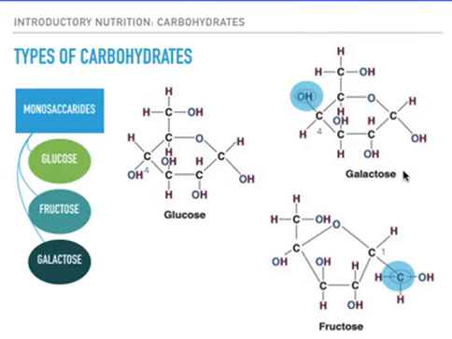Galactose here differs from glucose because this OH on carbon 4 is flipped. So see how it's on the top here in galactose, and then in glucose, the OH is on the bottom. It may not seem like a very big difference, but it allows galactose to form lactose, which we'll talk about when we talk about disaccharides.